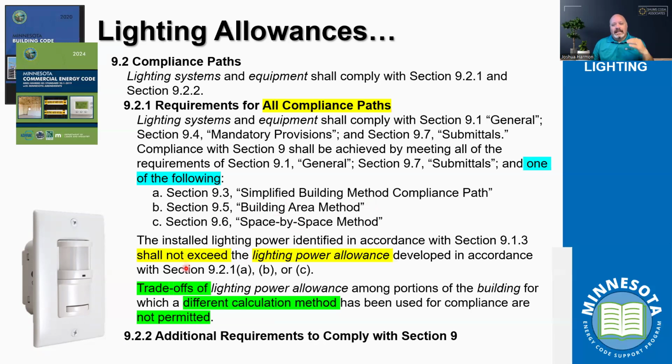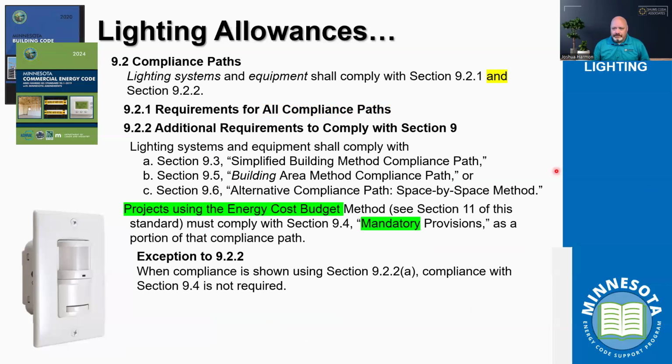Remember, the lighting installed in a building cannot exceed that allowance, and trade-offs between different calculation methods are not permitted. You can trade off within the system, but I can't do part of the building one way and part of the building another, and then compensate for each other in my overall building allowances, if that makes sense. We'll look at some examples that may clear that up if there's any question.